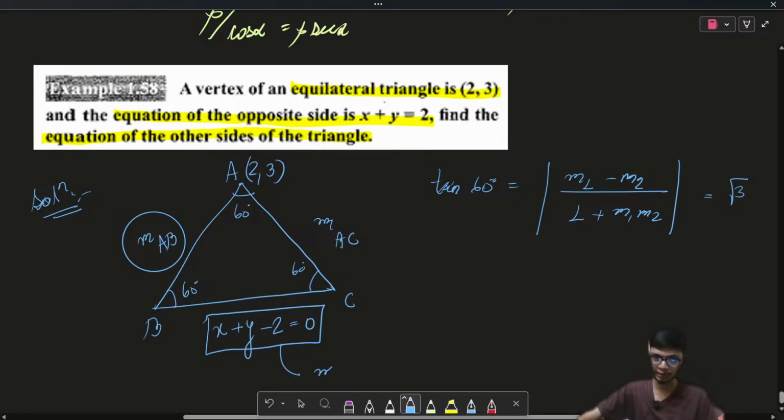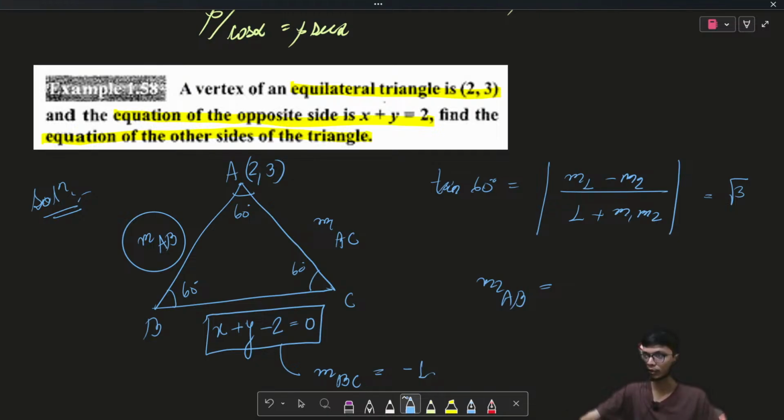Because I know the slope of the line BC, which is equal to minus 1, I can formulate and find out my two slopes. What I will find out is the slope m1. I will get two roots for this particular equation, and those two roots are the solutions for the lines AB and AC. So I will get the slopes as follows, that is 2 plus root 3, and another slope as 2 minus root 3.